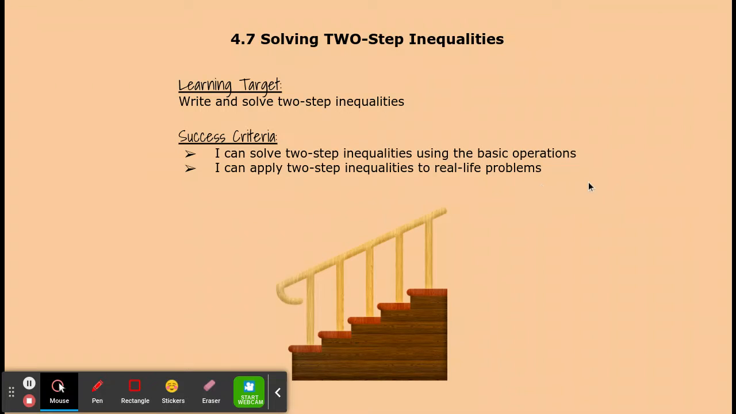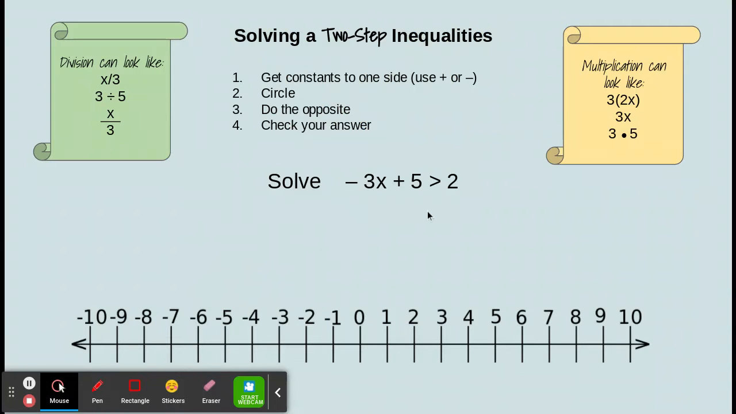Section 4.7, solving two-step inequalities. And again, solving two-step inequalities is basically the same as solving equations. Same process, with one exception. Okay, so let's just do an example since we kind of already know the process, right?